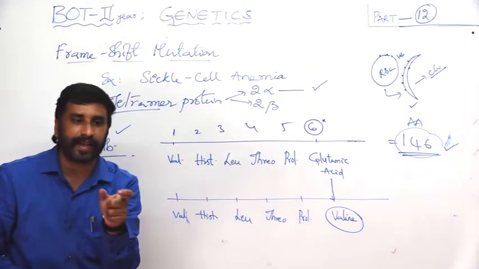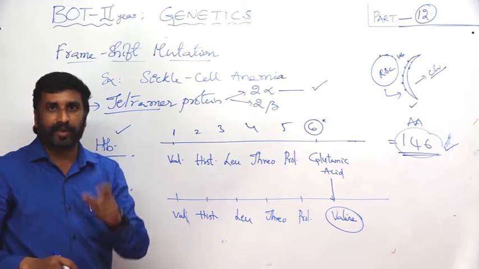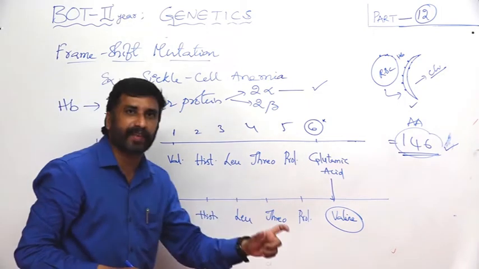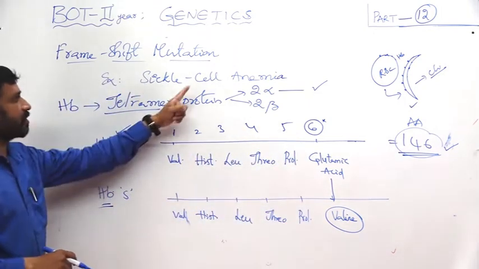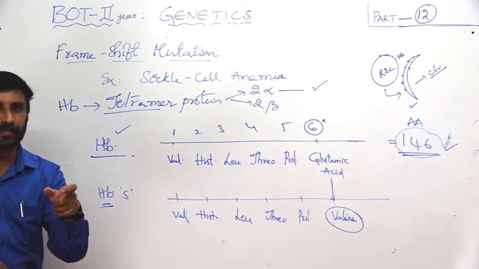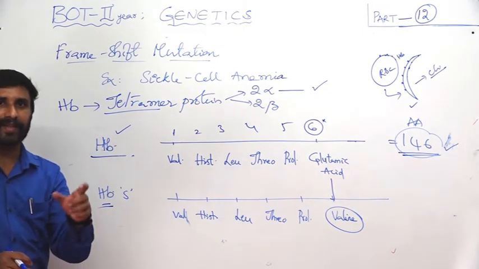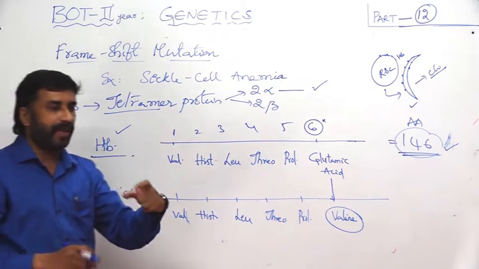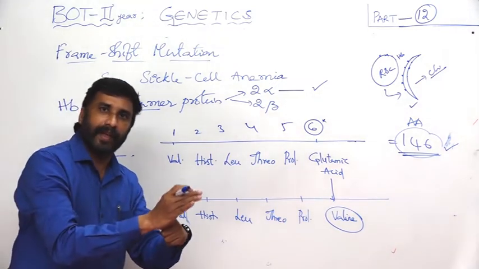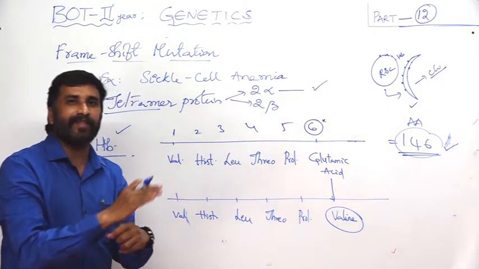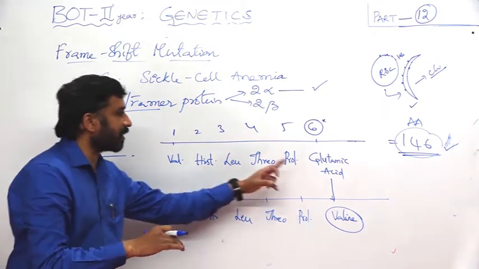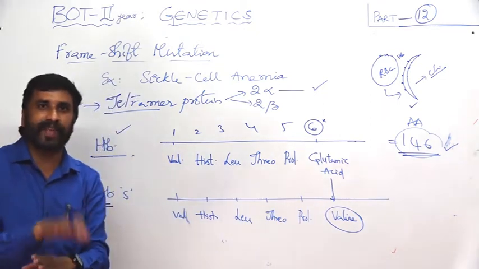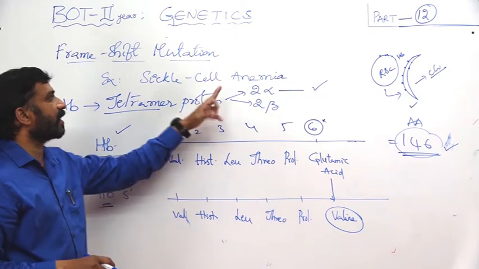Because of this single change in the amino acid sequence, it leads to sickle cell anemia. So it is a point mutation, and it changes the coding frame of the mRNA, which leads to the change in the amino acid sequence, and because of that we get one disease, sickle cell anemia.